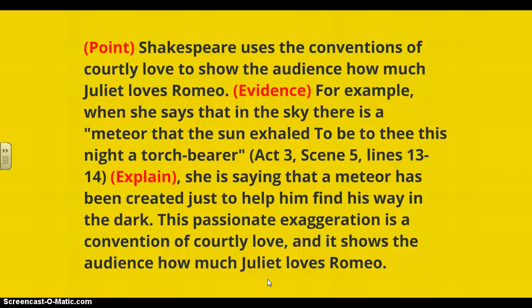Explain. She is saying that a meteor has been created just to help him find his way in the dark. This is passionate exaggeration, and it's a convention of courtly love. It shows the audience how much Juliet loves Romeo. Now that seems like a lot, but when you're writing with P paragraphs in your exam, you need to structure your writing to make sure you include everything you need to include to get your C grade.